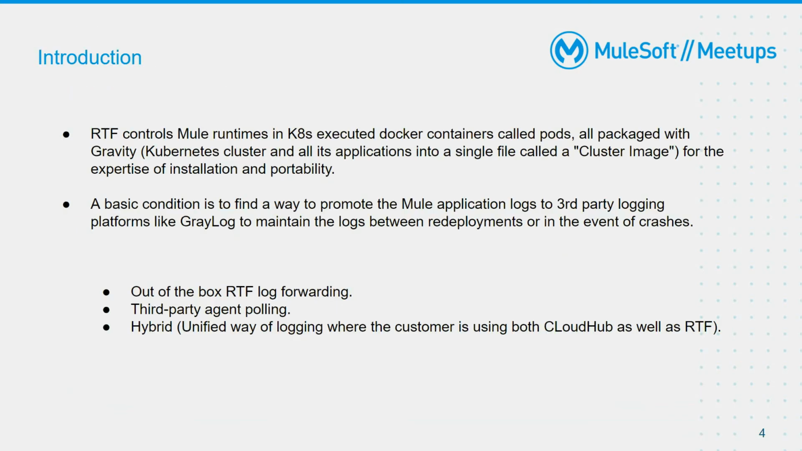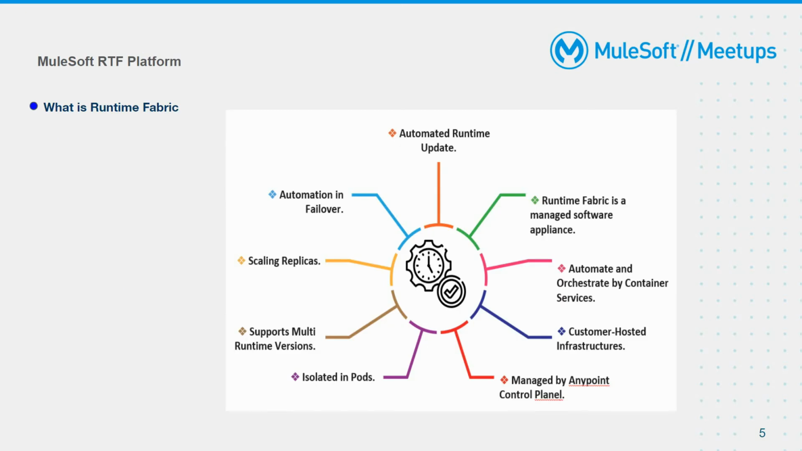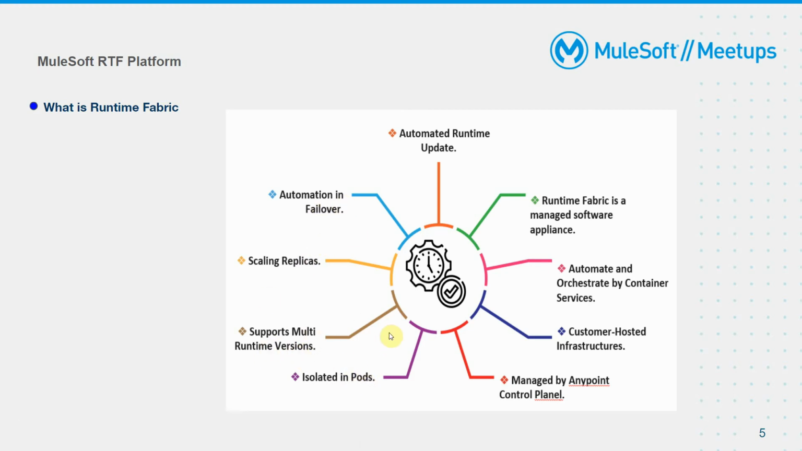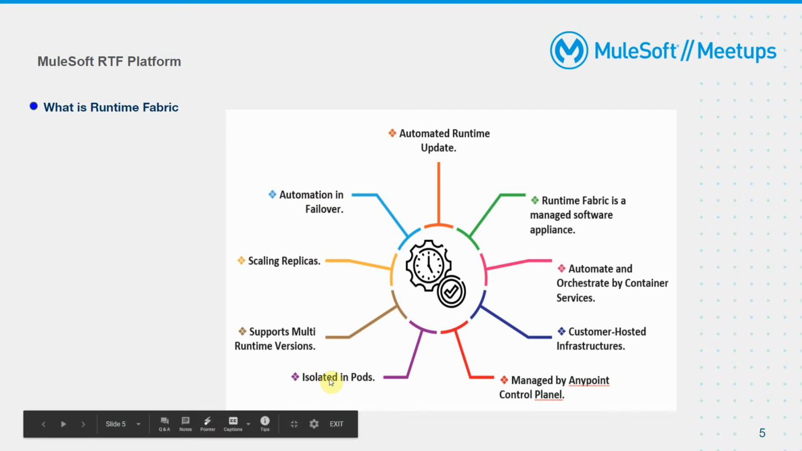Here you can see the RTF platform. It's a complete hybrid platform that is self-managed, with automated failover. It's customer-hosted infrastructure managed by the Anypoint platform control plane. All these features are attached to the Runtime Fabric, as I have mentioned here. It has isolated pods and supports multiple versions of the MuleSoft deployment because of the containerized deployment.